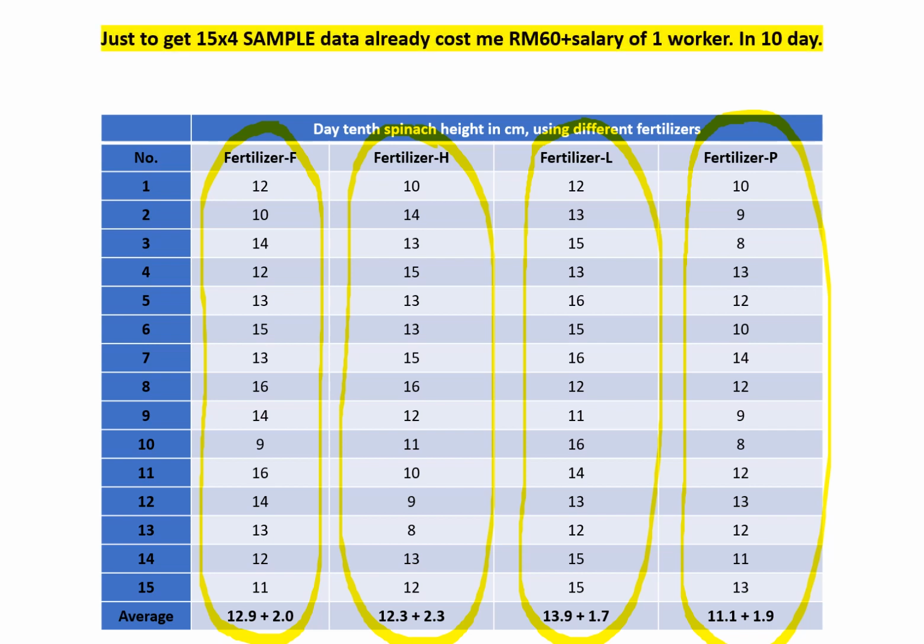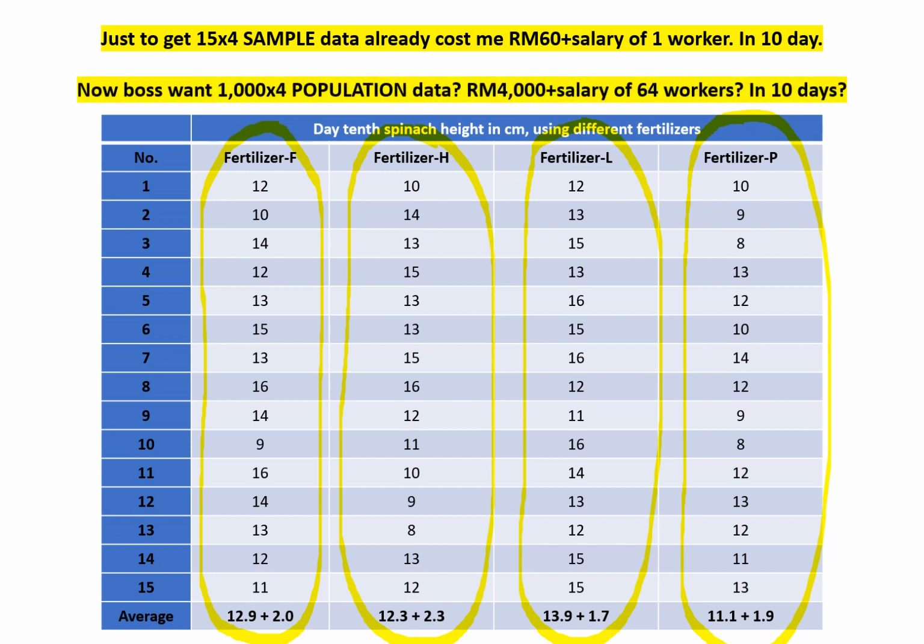The staff inside his mind said, "Oh, just for myself to get 15 times 4 sample data already cost me 60 ringgit, but that hasn't included the salary for one worker. Now my boss wants me to get 1,000 times 4 sets of data, the so-called population data. Man, that is 4,000 ringgit to buy all the equipment alone, and that hasn't added up the salary for 64 workers, and I'm just given 10 days. Oh."